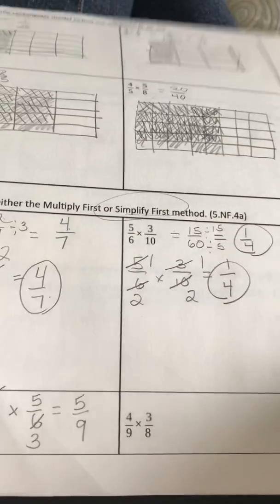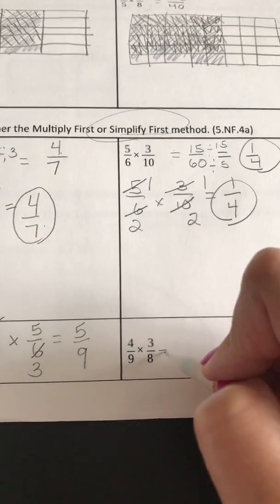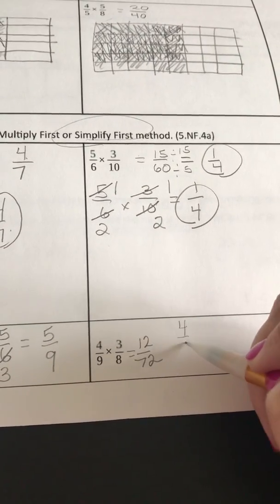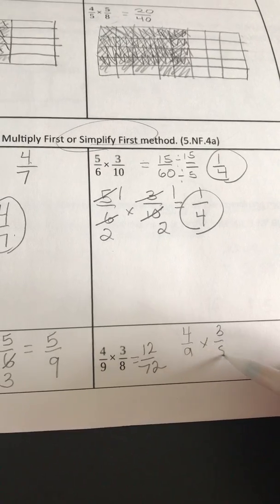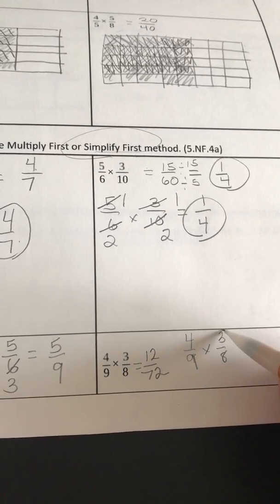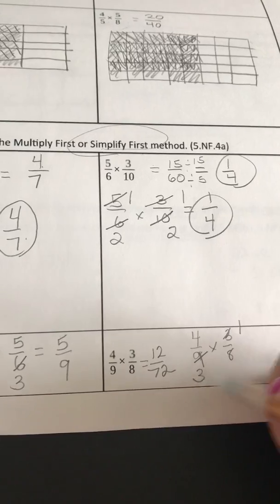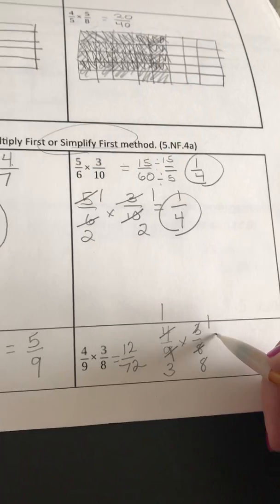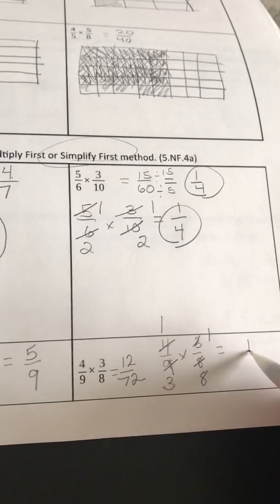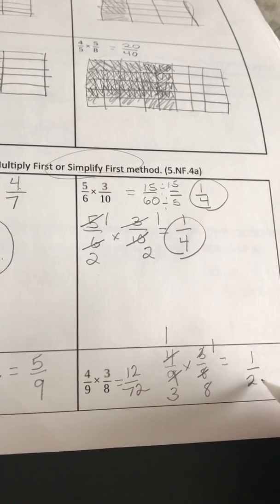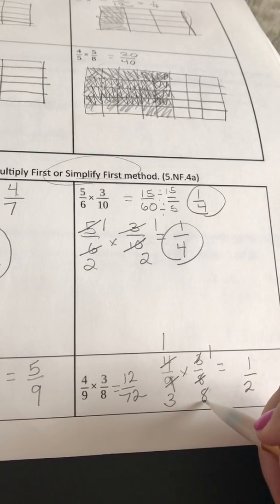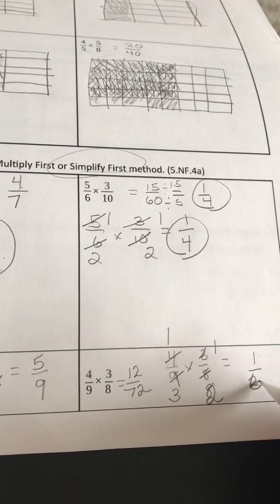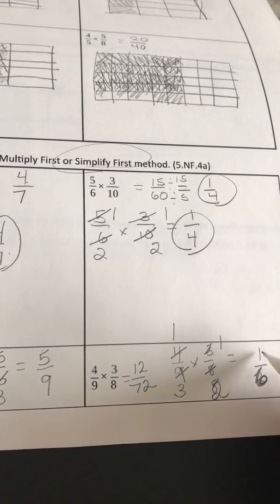Okay. And this one is 12 over 72. 3 goes into 3 one time, 3 goes into 9 3 times, 4 goes into 4 one time, 4 goes into 8 2 times. 1 over, oops, sorry guys, not 8. This should be a 2 because 4 goes into 8 2 times, so this should be 1 over 6. Sorry about that.